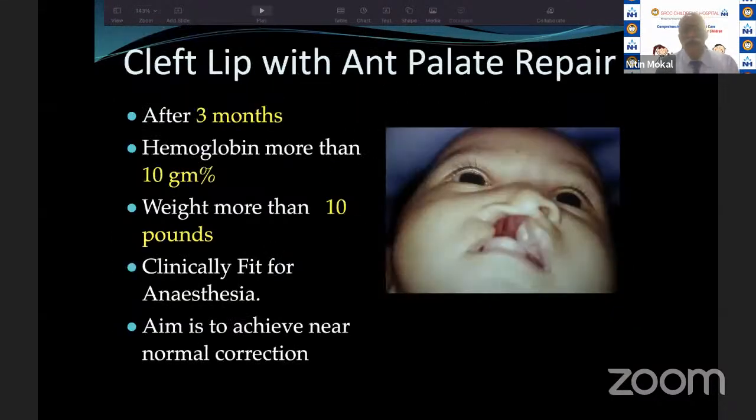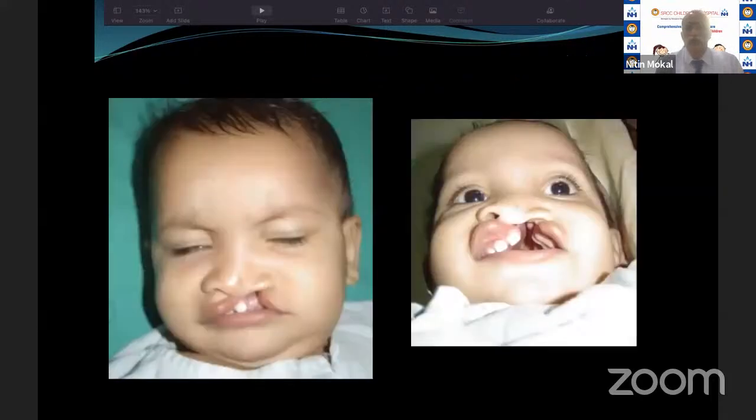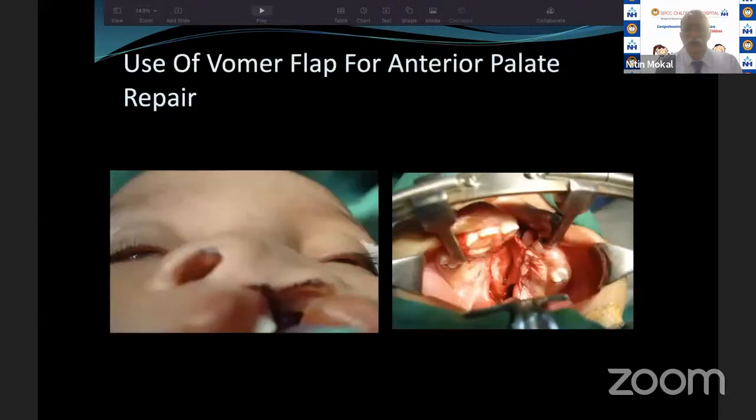When the baby is 3 to 4 months of age, we do the basic investigations like hemoglobin and a preoperative profile. The hemoglobin should be more than 10 and the weight should be 10 pounds. The aim of the cleft lip repair is that we repair the anterior palate and the muscle, and we dissect the nose and bring it to its normal level. You can see on the slide on your right the Vomer flap, which is a single layer closure of the anterior palate till the alveolus.